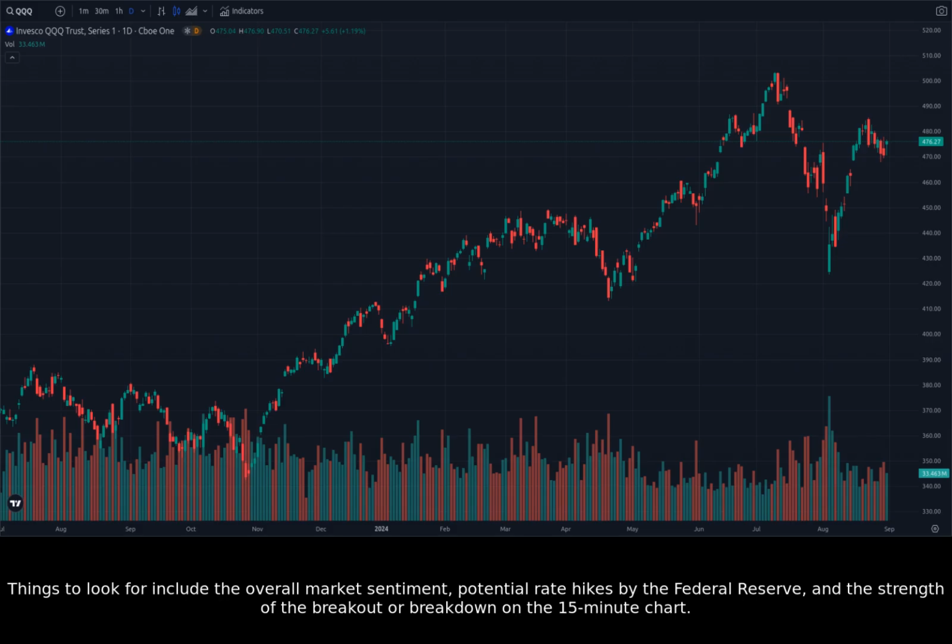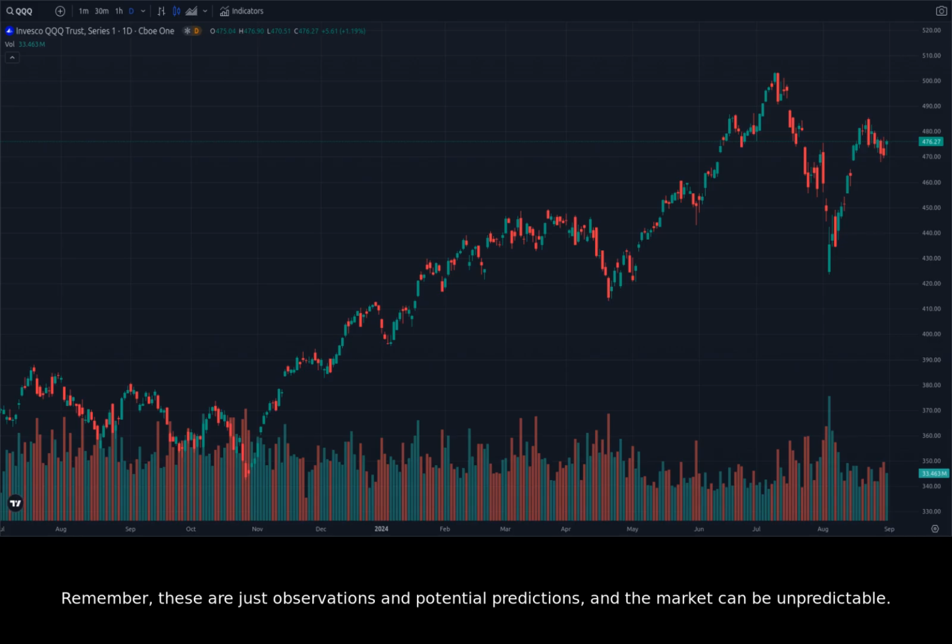Things to look for include the overall market sentiment, potential rate hikes by the Federal Reserve, and the strength of the breakout or breakdown on the 15-minute chart. Remember, these are just observations and potential predictions, and the market can be unpredictable. It's always wise to exercise caution and manage your risk accordingly.